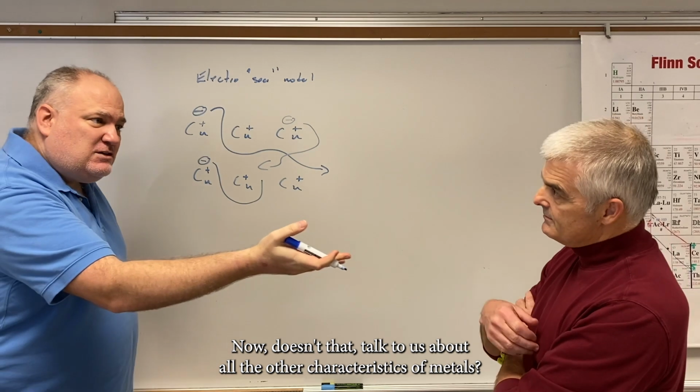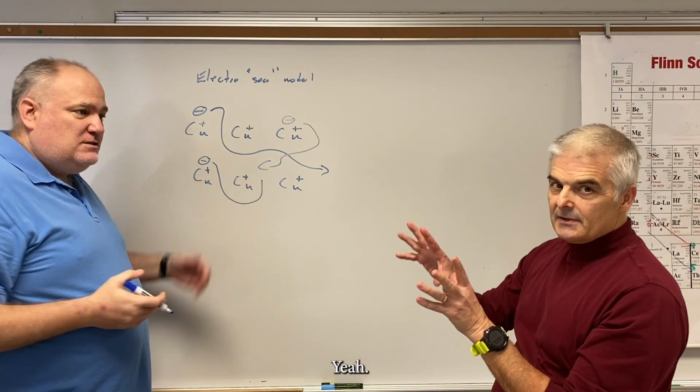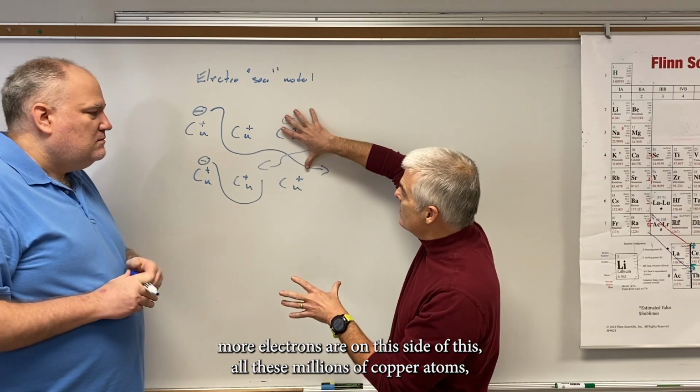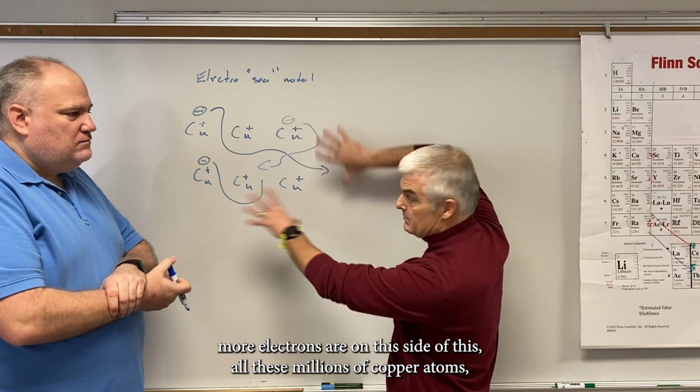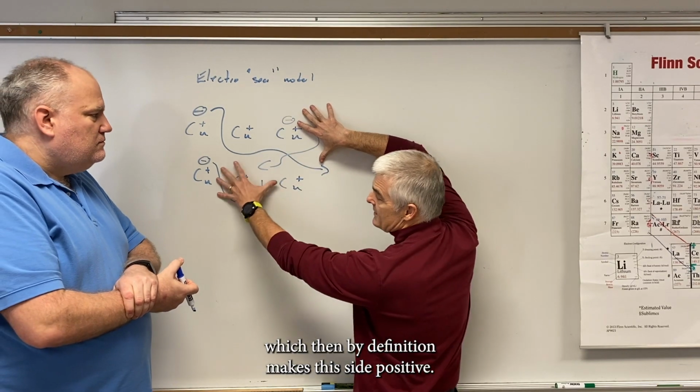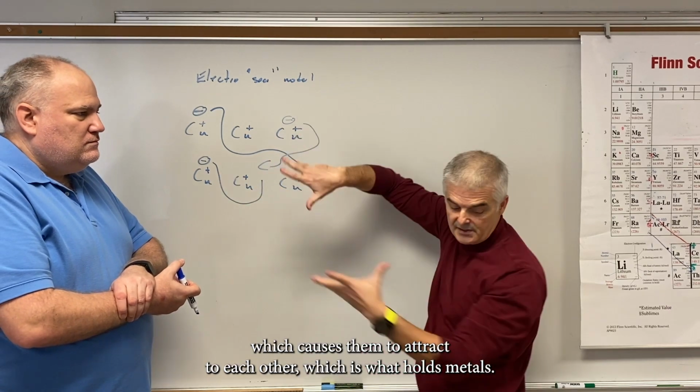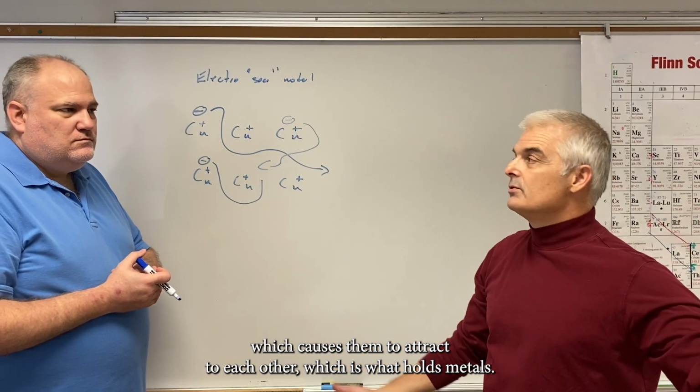Now, doesn't that talk to us about all the other characteristics of metals? You might even think of it this way: for just a brief moment, maybe more electrons are on this side of all these millions of copper atoms, which by definition makes this side positive. Then you have a charge differential, positive to negative, which causes them to attract to each other, which is what holds metals.